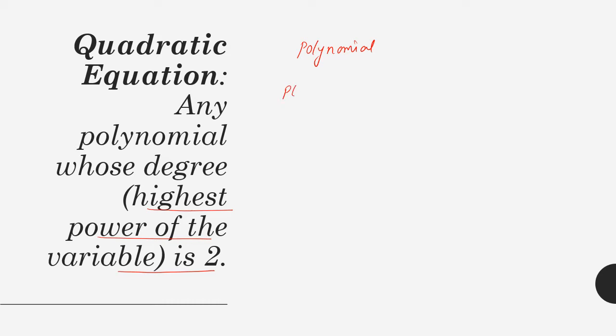For example, if I write x square, that is a quadratic polynomial. If I equate it with 0, I will get a quadratic equation. Some more examples you can see, like x square minus 1 equals 0. Also you can take x square plus 2x plus 3 equal to 0. So these are all different types of quadratic equations. And don't forget the most important thing: here we have only and only one variable. If there are two variables, it won't be a quadratic equation.